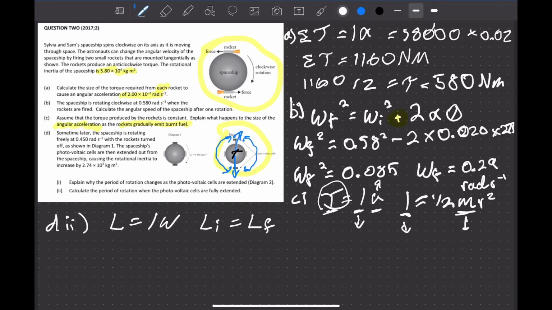So our initial angular momentum is going to be the same as our final angular momentum because it's conserved. What can we do with that information? Well, we're going to use this equation for our two situations to calculate what's going on. For our first instance, Li equals the information provided. We have our rotational inertia from the top, which is 5.8 times 10 to the 4, times our angular velocity, which we have been provided in the question, which is 0.450.